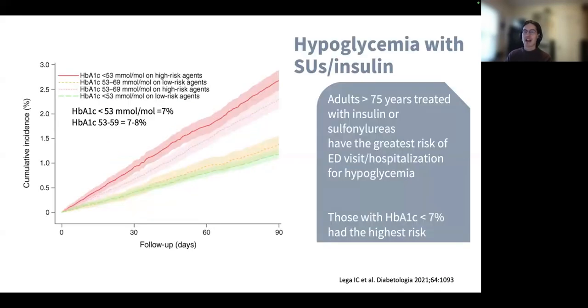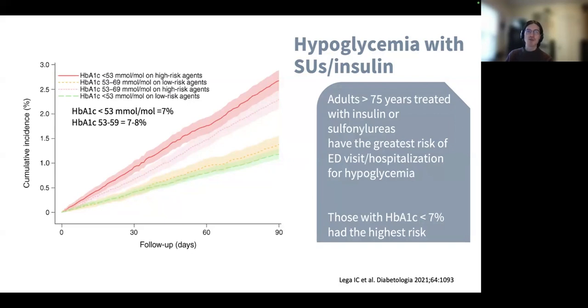And if we look further at that study, which is some real world data on management of diabetes in Canada, we can see that there's further evidence on the risk of hypoglycemia with sulfonylureas or insulin in this population, 75 years or older. So this is data from that same cohort study. And they also looked at the risk of hospitalization or ED visit for hypoglycemia.